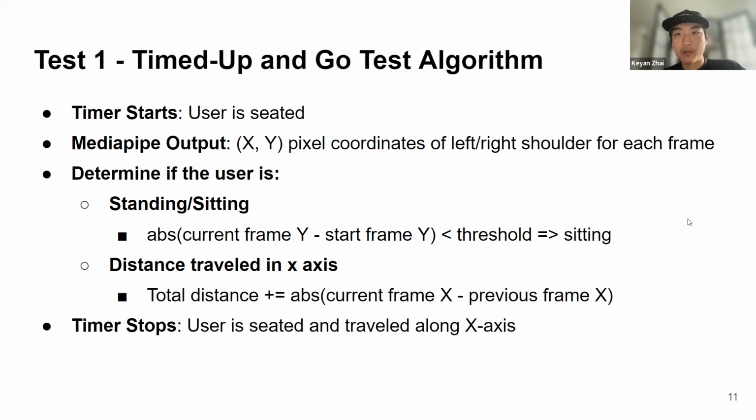We also know that when the user walks back and forth, their shoulders will translate along the X direction. Consequently, we measure the distance traveled from the initial position to the current position to determine if the user has walked far enough. When the user is seated and traveled enough distance along the X-axis, we stop the timer.